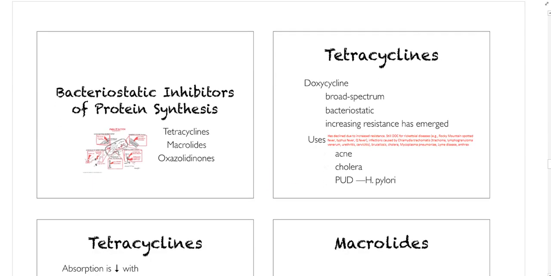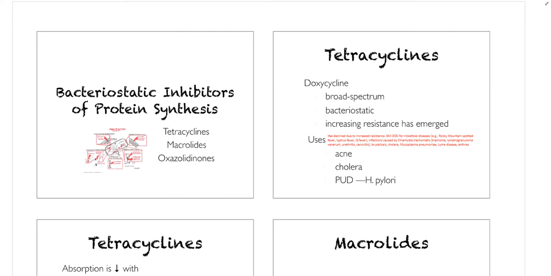Now we're moving on to the bacteriostatic inhibitors of protein synthesis. Bacteriostatic being that it does not kill, it simply inhibits. These are going to be our tetracyclines, our macrolides, and oxazolidinones. So doxycycline is going to be our tetracycline. It is broad spectrum and bacteriostatic. But there has been some increase in resistance over time.